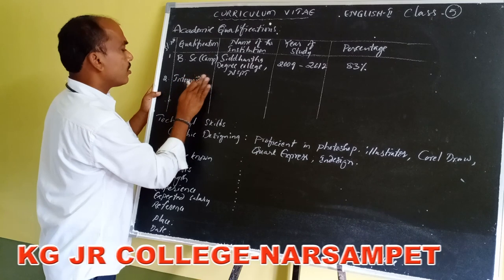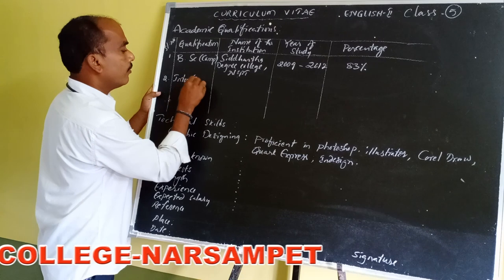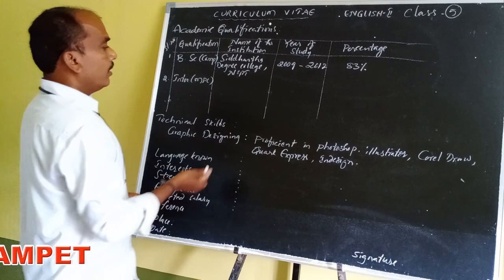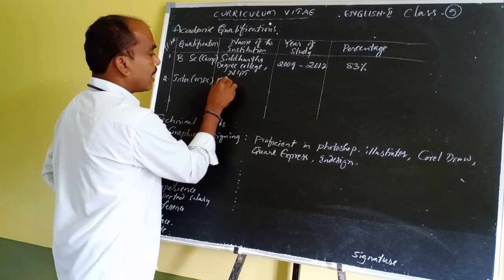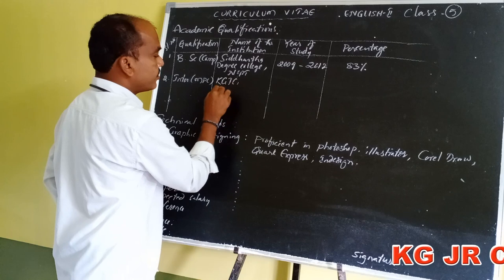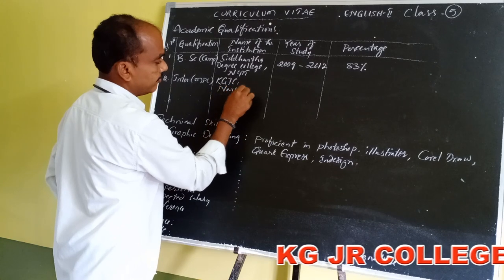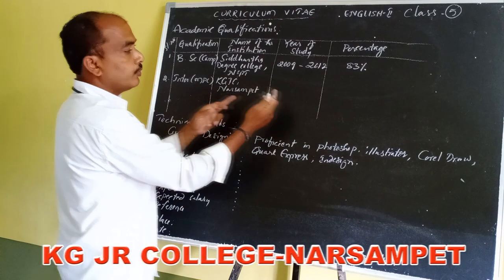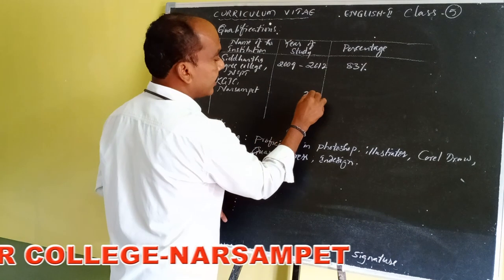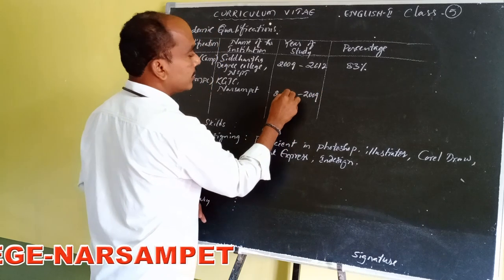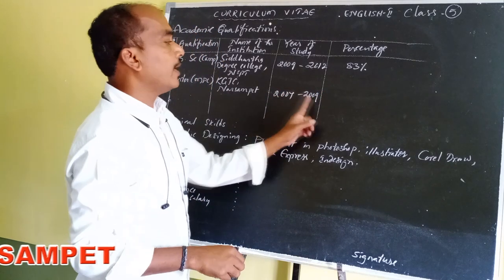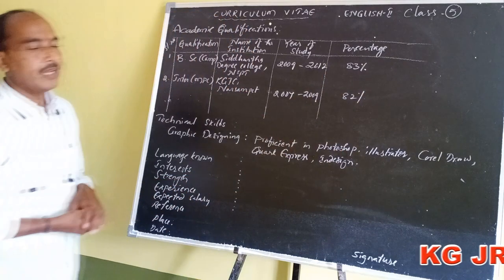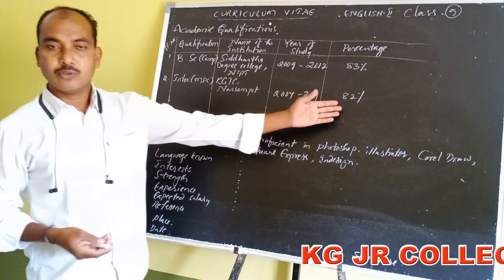The next qualification is intermediate, or just write inter with MPC, where you have completed Kakatiya Graduates Junior College, Narsampet. This intermediate course is for 2 years, from the 2007 academic year to 2009, means you completed 2 years. You have to mention 82% or 90% as you wish.